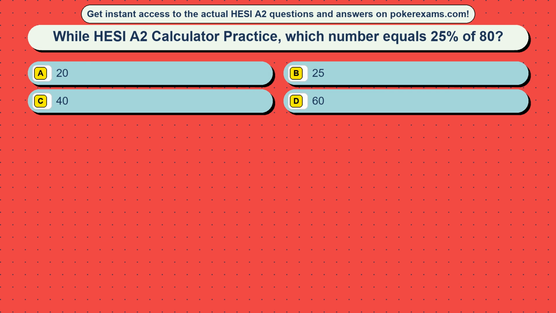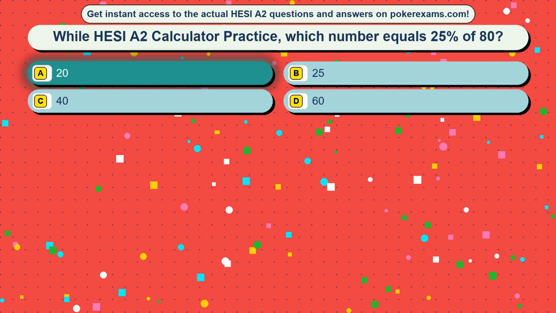Question 37. While HESI A2 Calculator Practice, which number equals 25% of 80? Option A, 20. Option B, 25. Option C, 40. Option D, 60. The correct answer is option A, 20.